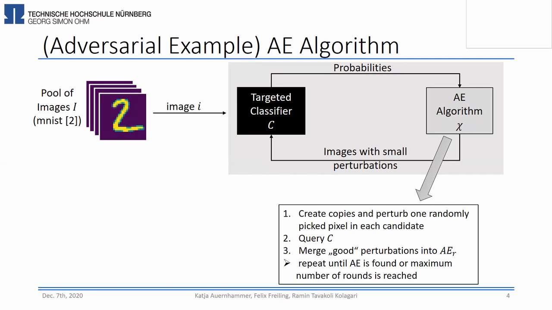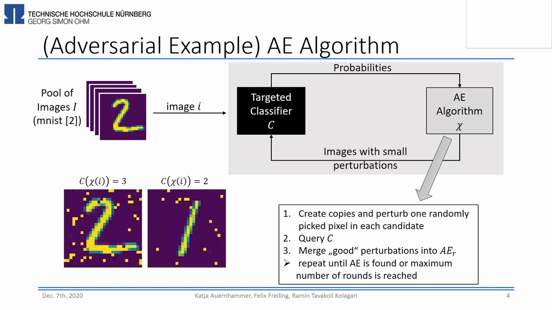These probabilities are analyzed to find which perturbations contribute in a good way to the classification result. And good in this case means, from the point of view of the attacker, that the probability of the true label is reduced. All these perturbations that reduce the probability of the true label are merged into the temporary adversarial example, which is then used in the next round to create copies and candidates from. This whole procedure is repeated until either an adversarial example was found or the maximum number of rounds is reached.